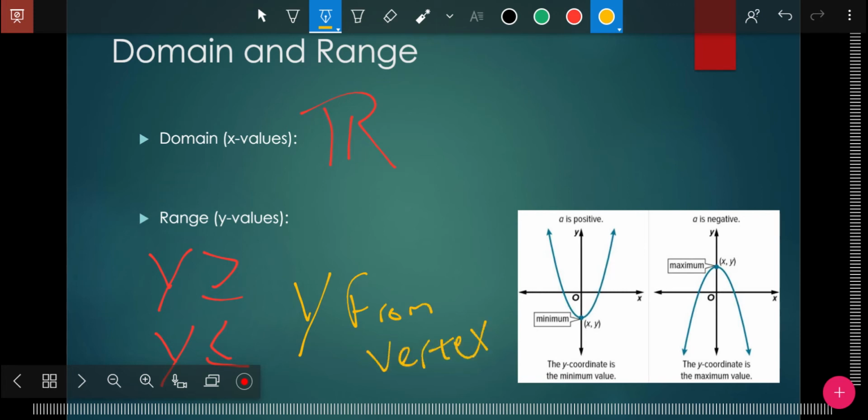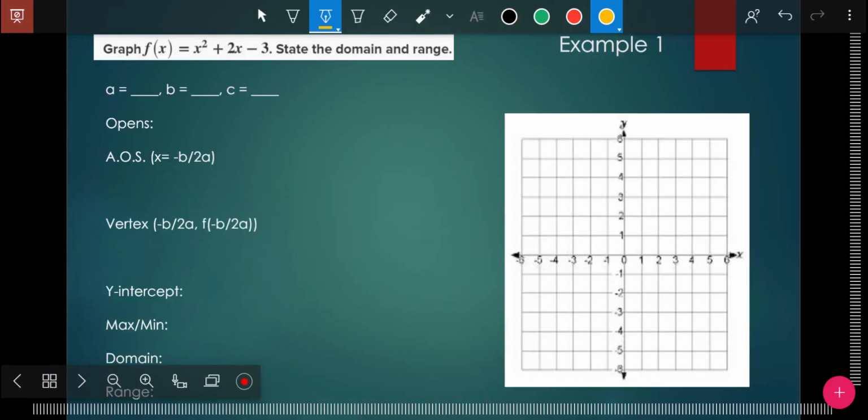And so if this was a -2 here, then it'd be y greater than or equal to -2. If this is a +3, then it'd be y less than or equal to +3 for the range. And so let's break this down. Let's look at example 1.